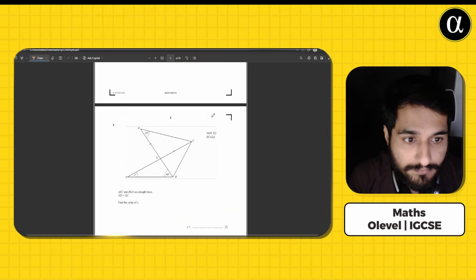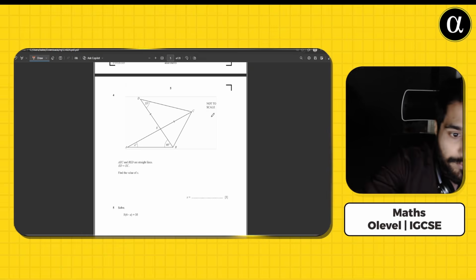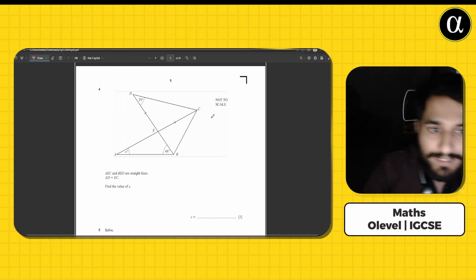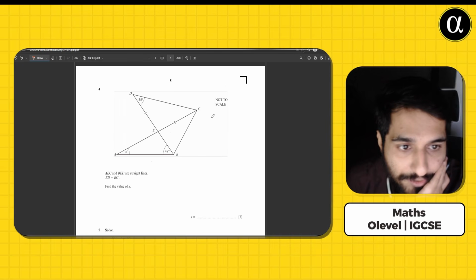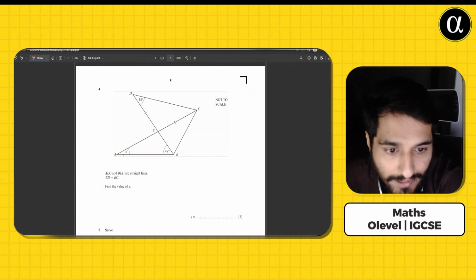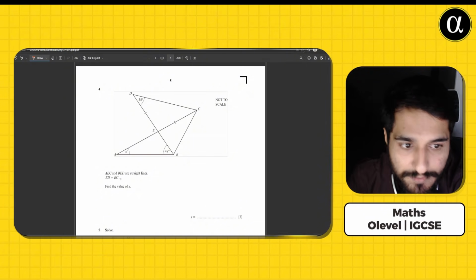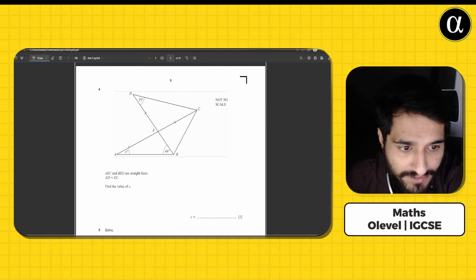Let's move on. Question number 4. Question number 4 says that AEC and BED are straight lines. So this AEC and BED, these are straight lines. We're supposed to find the value of x. This is the value of x. Now, how do we get this?